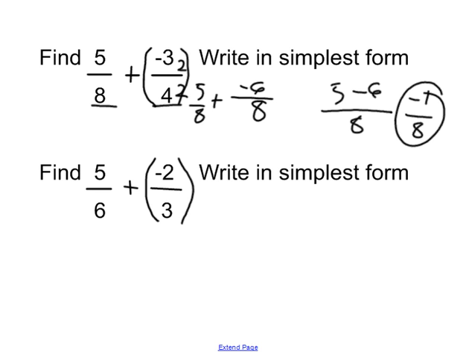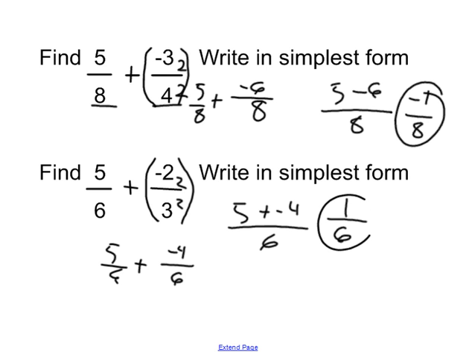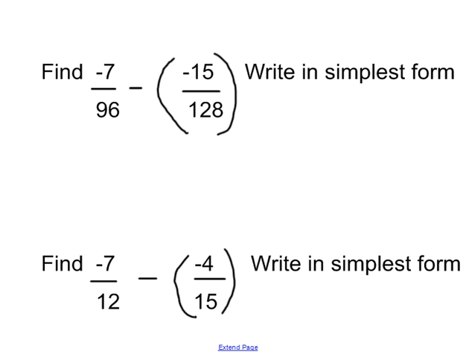Same idea on the bottom fraction here. We can adjust this fraction by multiplying by 2 over 2. That would make my numerator -4 and my denominator 6. So it'd be 5/6 plus -4 over 6. So it'd be 5 plus -4 over 6. 5 plus -4 is 1/6. So my answer here is 1/6.